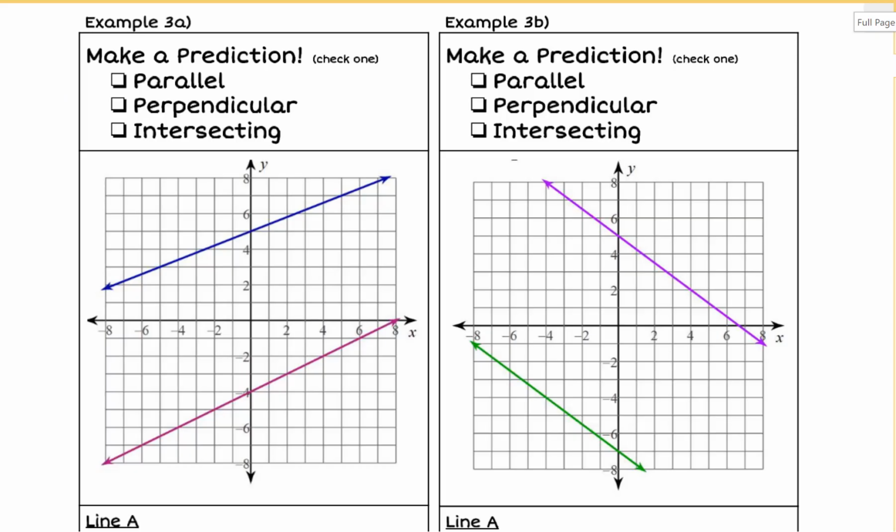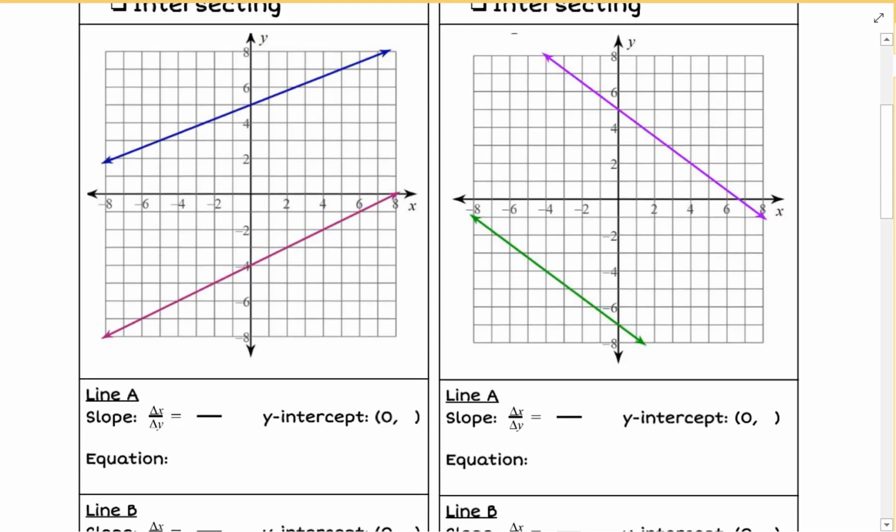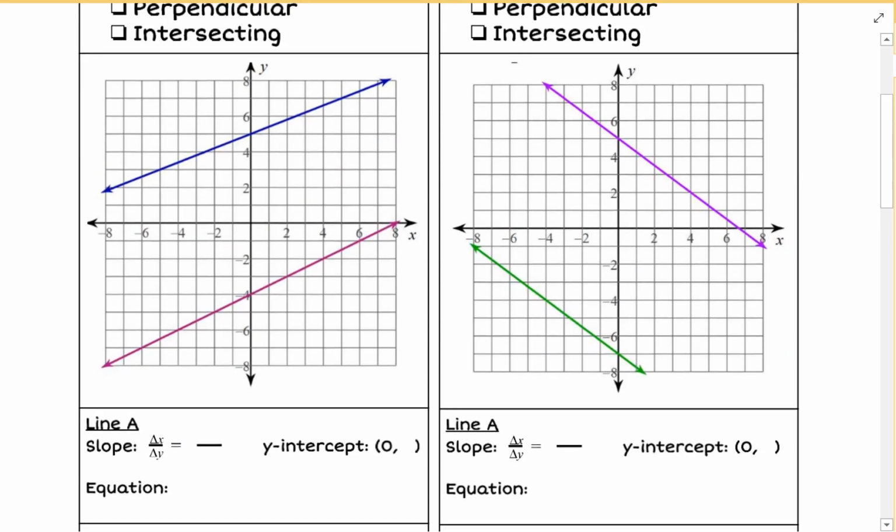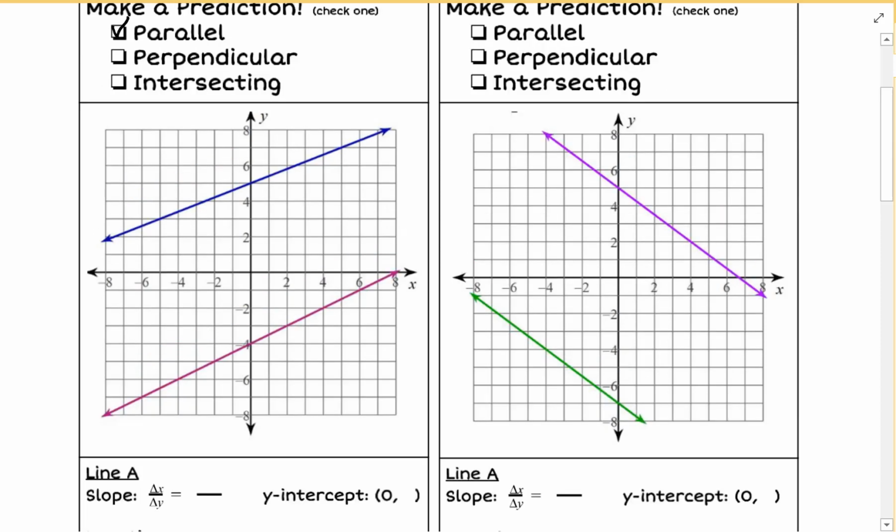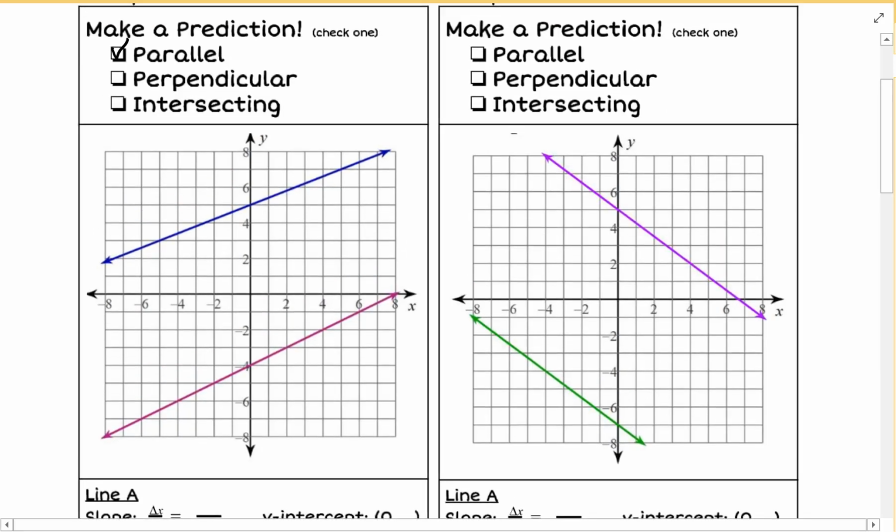So for these examples, we're going to first make a prediction. Do we think they're parallel or perpendicular? Or intersecting? Well, these look parallel to me. They're not crossing. I don't know if they'll ever cross. That's my prediction.